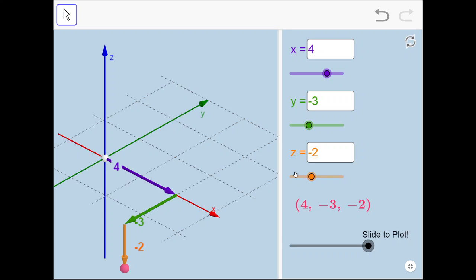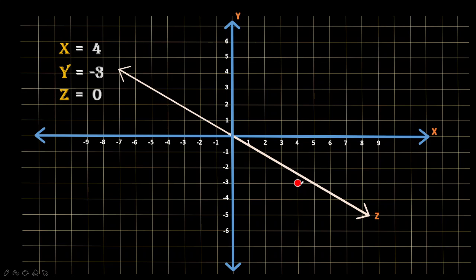And as usual, the order of coordinates is x coordinate, y coordinate, and z coordinate, in alphabetical order: x, y, z. So I think that is enough for today. In the next video we will see more things that we can do with this three-dimensional coordinate plane.